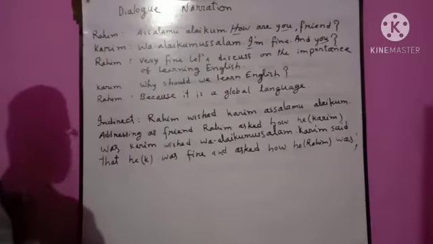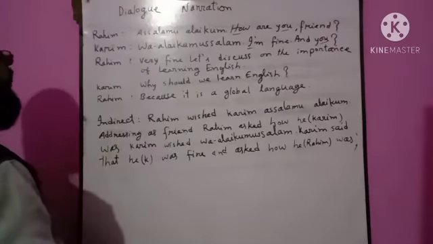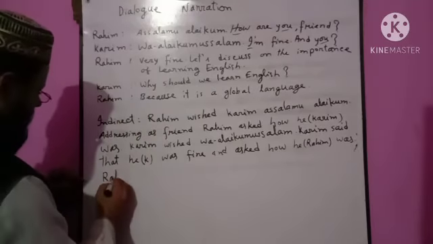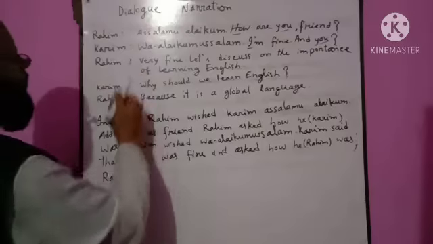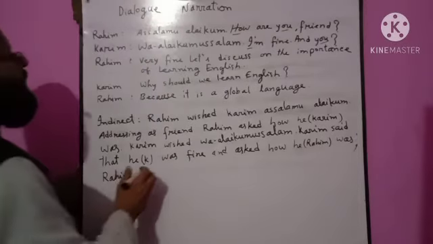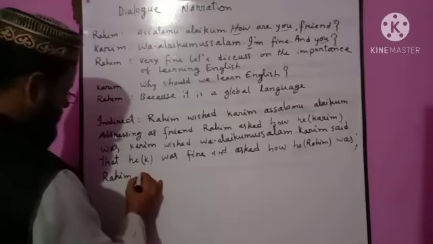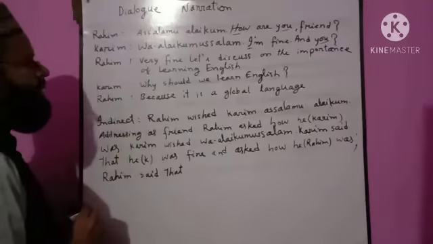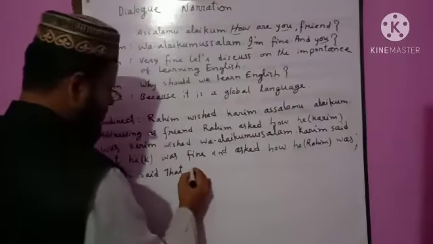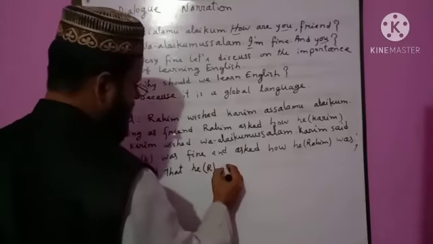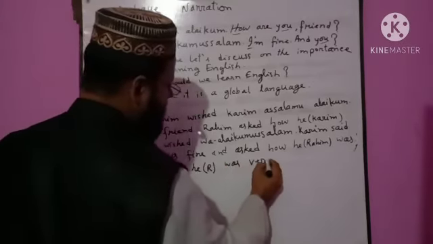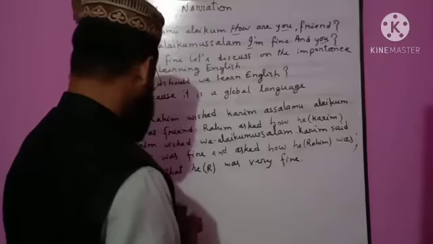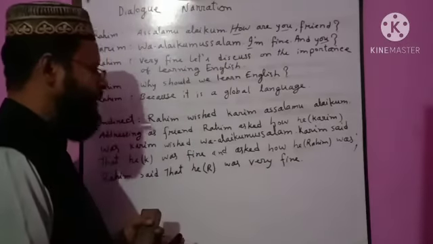Then again Rahim, very fine. Rahim answered in short, very fine. Then Rahim, we can write said or replied. Rahim said that very fine means Rahim is very fine or he was very fine. That he means Rahim. He was very fine. We must remember that in indirect speech we must write the full sentence.